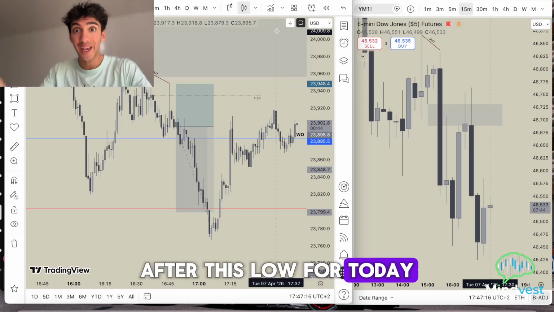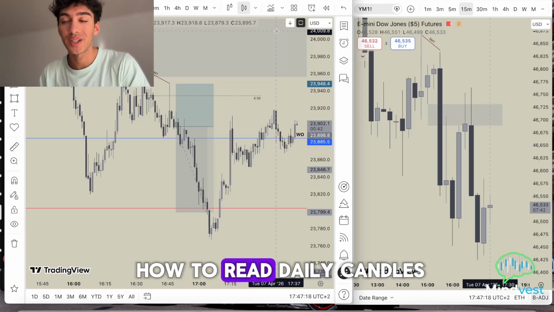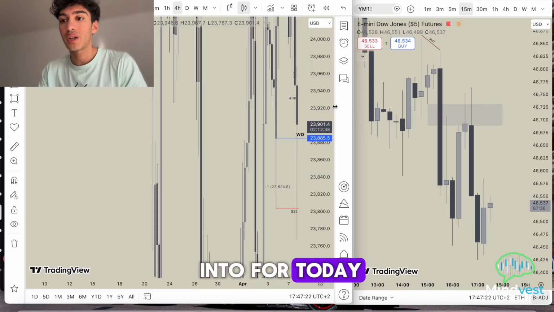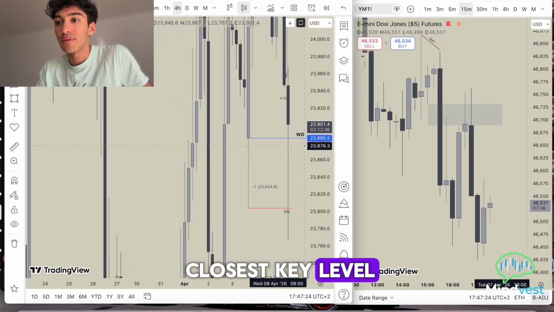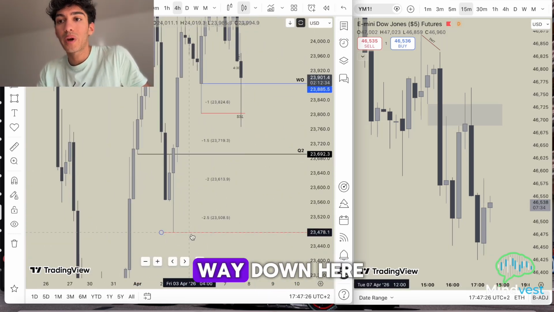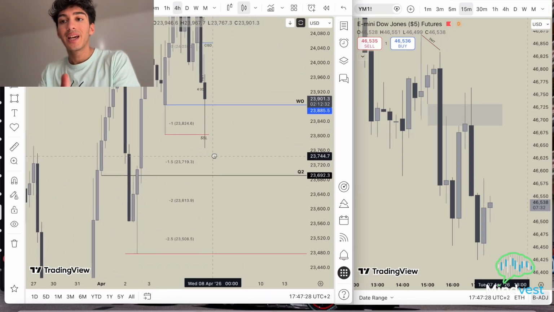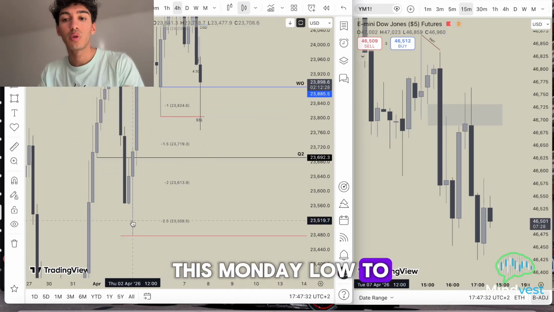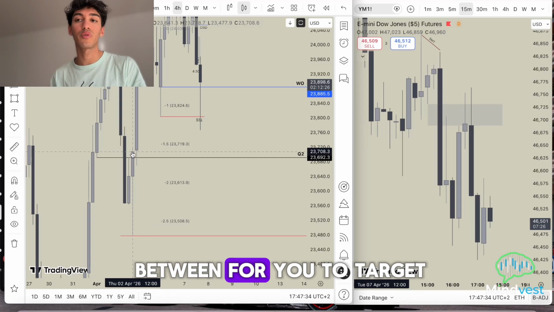because price has nowhere else to go to after this low for today. You need to understand how to read daily candles. There is nothing more for price to tag into for today. Where is the next closest key level? It's the one that we marked all the way down here. There is nothing in close proximity from this Monday low to Thursday's low. There is nothing in between for you to target.